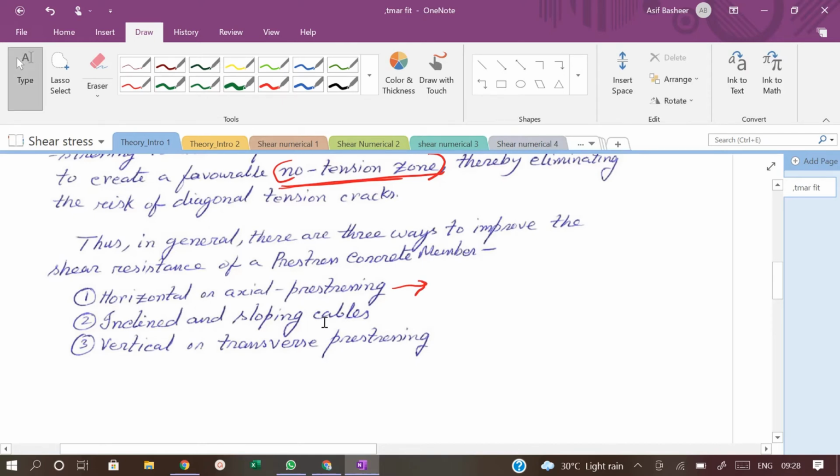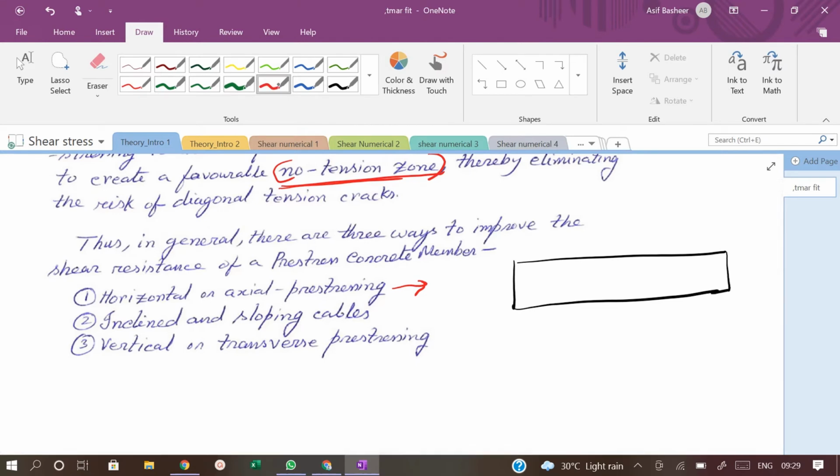That is, you can provide either a straight pre-stressing, that is your axial or horizontal pre-stressing, or you can provide a pre-stressing force like this, that is an eccentric or parabolic pre-stressing force, inclined or parabolic pre-stressing force. Or the third one is you can provide a vertical or transverse pre-stressing force.